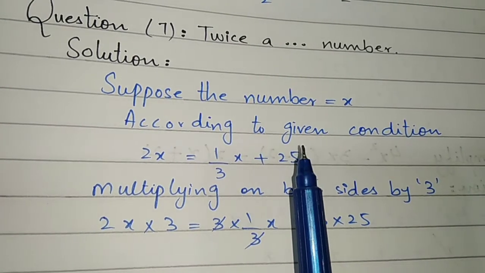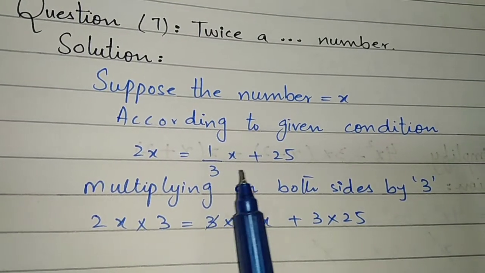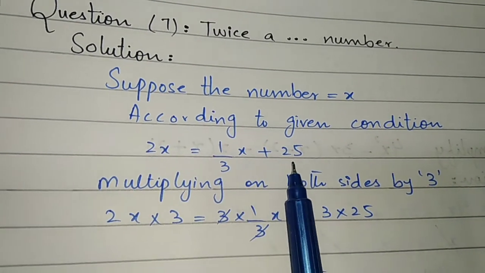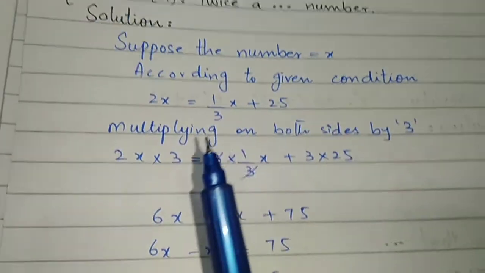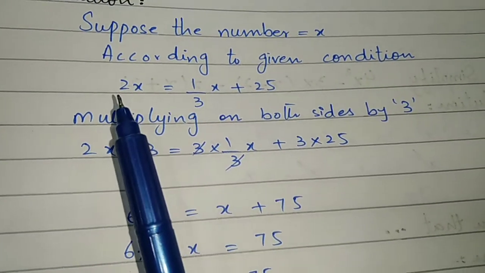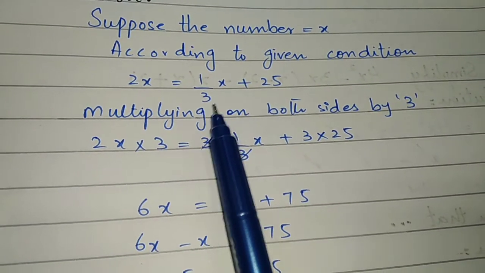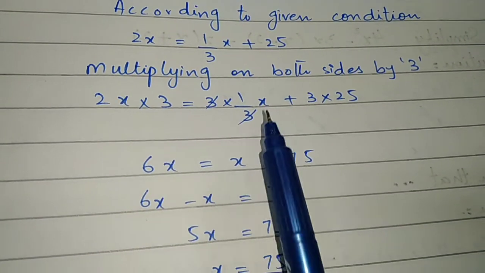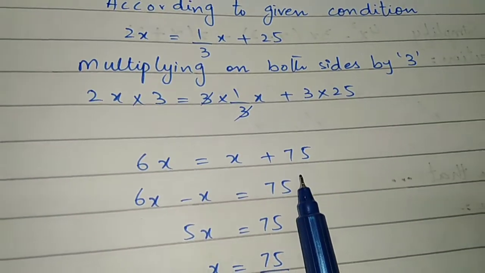Exceeds means add will happen, 1/3 of x by 25. So 2x is equals to 1 over 3 x plus 25. Now we have to take the LCM, that is 3, and multiply on both sides by 3. 3 times 2x is equals to 3 times 1 over 3 x plus 3 times 25. After cancellation we will get 6x is equals to x plus 3 times 25, that is 75.